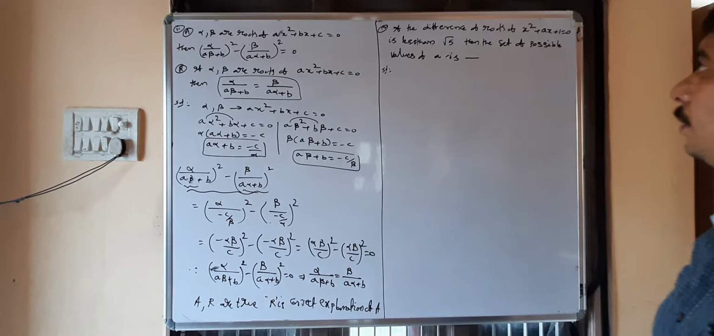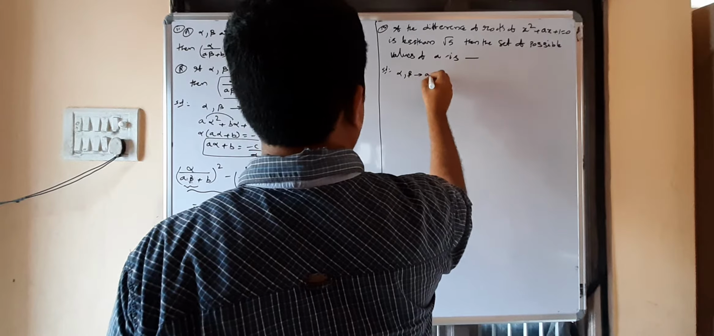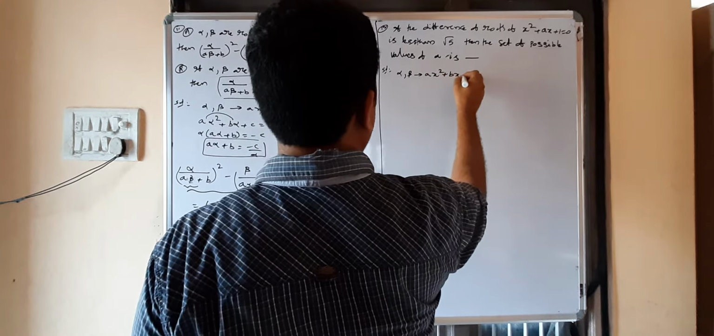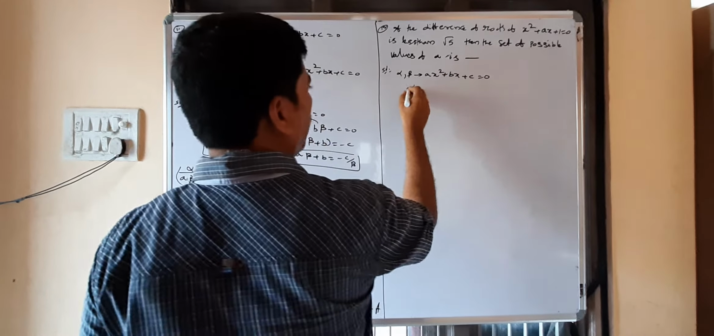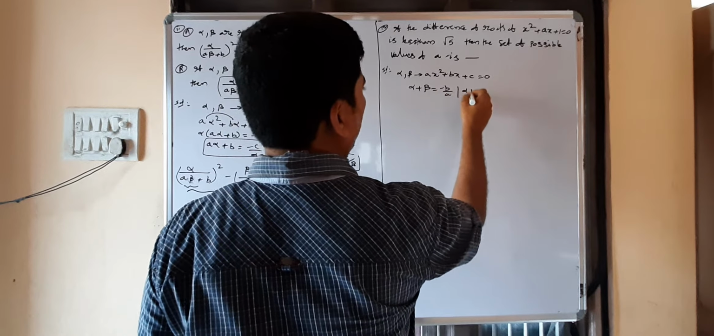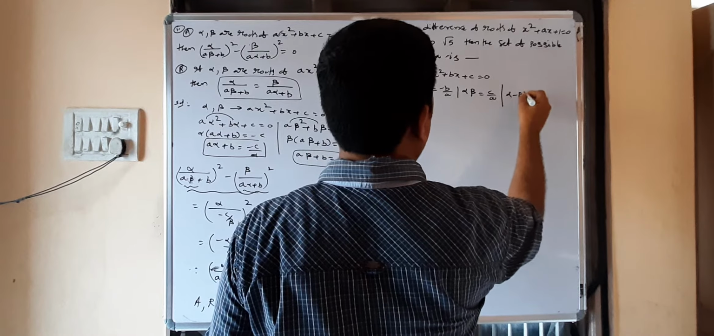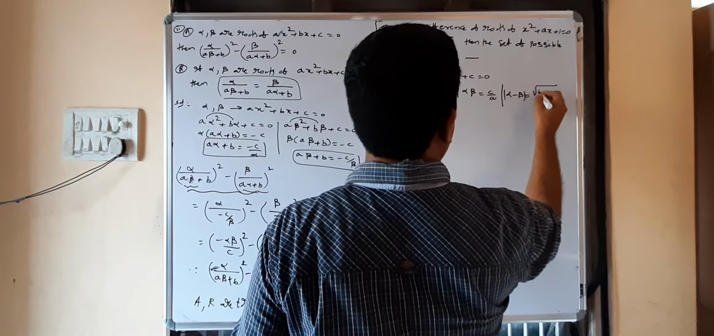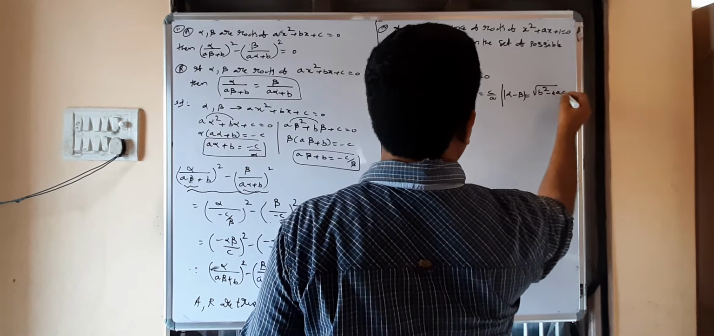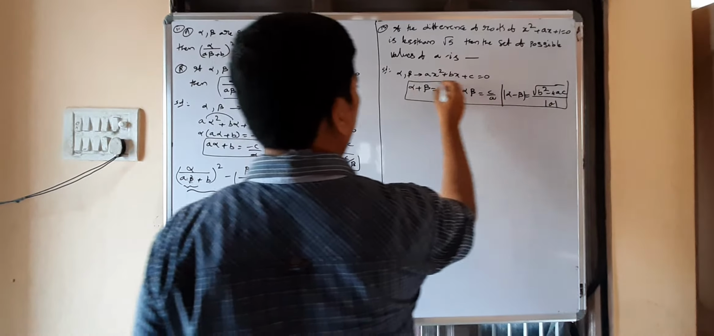I will give one analysis. If alpha, beta are the roots of ax square plus bx plus c equal to 0, then the sum of the roots is minus b by a, the product of the roots alpha beta is c by a, and the difference of the roots alpha minus beta is root of b square minus 4ac by mod a. These three formulas you know very well.